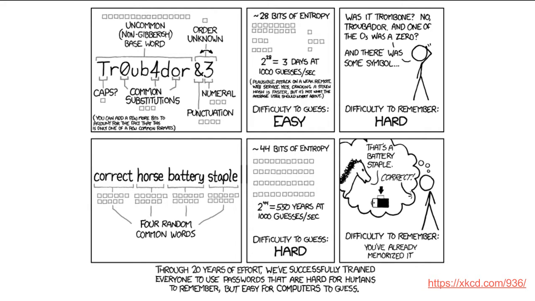So we picked 4 random common words. In this case, correct horse battery staple. That takes about 550 years at 1,000 guesses a second because there are so many different letters in there. There's 44 bits of entropy, as it says. Because it is 4 random common words, you can remember it very easily. When you leave this room, you will be able to remember correct horse battery staple. You've got the mnemonic right there.